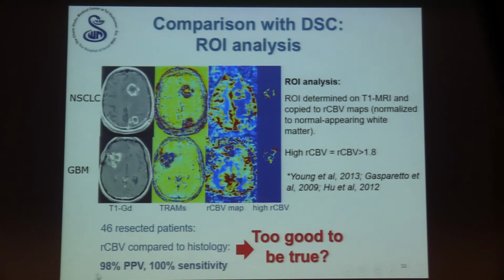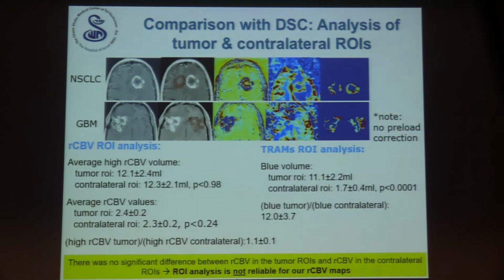So we got 98% specificity and 100% sensitivity to tumor using rCBV. And we said this does not really agree with what we see in the clinic. It does not make sense, but they forced us to do this type of analysis. So in order to explain why it happened, we did the following analysis. We took the same region of interest of the tumor and copied it to the contralateral side. You can see it here. And we counted how many patients would show rCBV greater than 1.8 on the contralateral side. You can see that in all cases we got it.